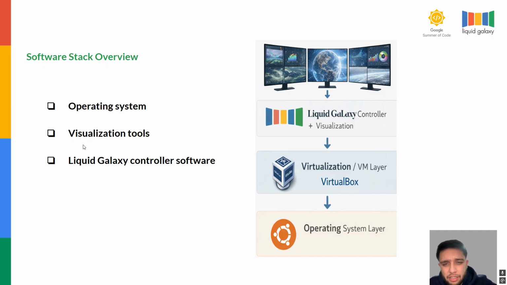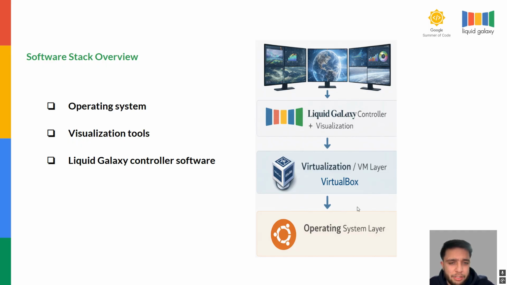And then next we have the visualization tool. These tools are responsible for displaying maps and 3D models and other visual content. So this helps transform raw data into meaningful and interactive visuals, so the user can easily understand. The most important part of the Liquid Galaxy is the controller software. This software handles communication between master and slave nodes. It ensures synchronization across all screens and manages user commands like navigation, zooming, and transitions. So together, these software components work in coordination to deliver a smooth, synchronized, and immersive visualization experience.